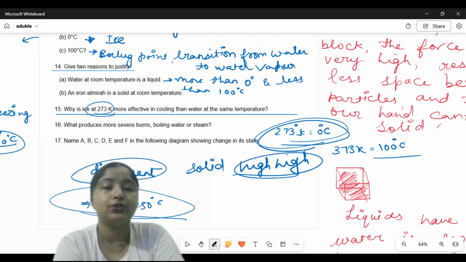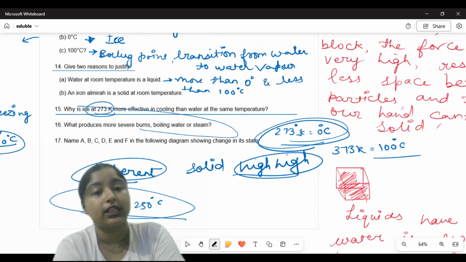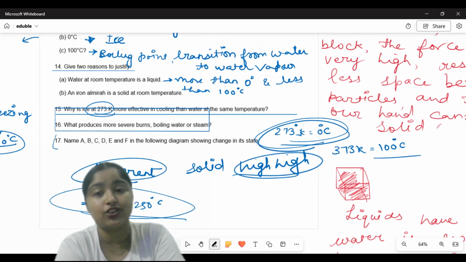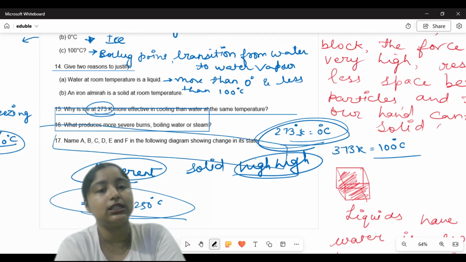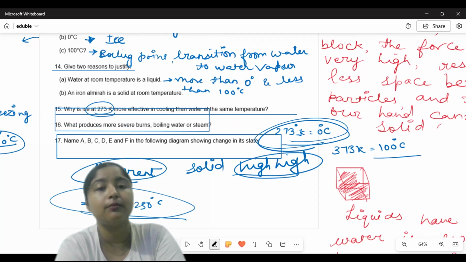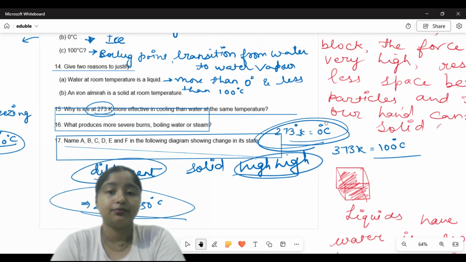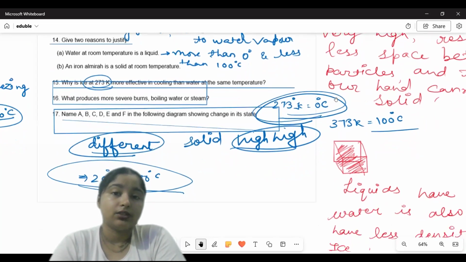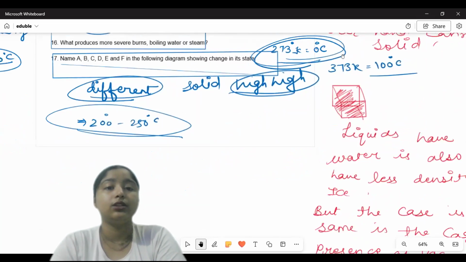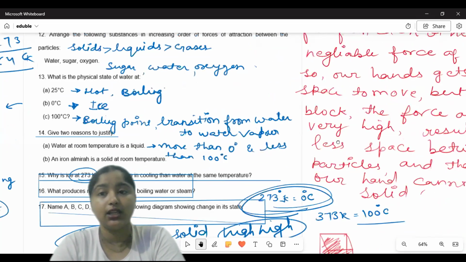Now, what produces a more severe burn, boiling water or steam? You need to do these last two questions because they are very easy and we already discussed them many times. Also, you will be given a figure, and you have to write down the change happening in the state.